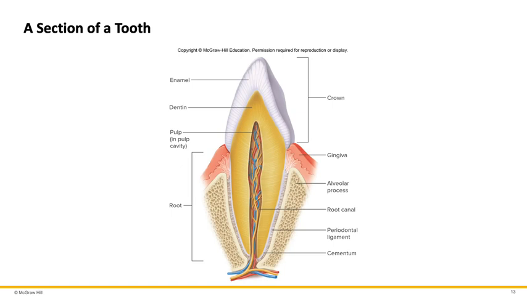And then the bulk of the tooth is made by dentine. There's also a cavity called pulp, and in the pulp we have blood vessels and nerves. The structures which hold a tooth in its place are cementum and the periodontal ligament.